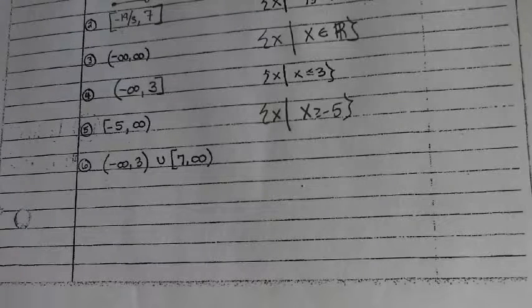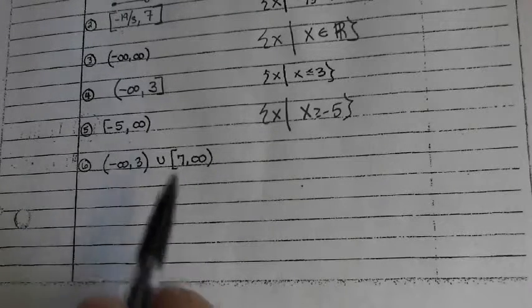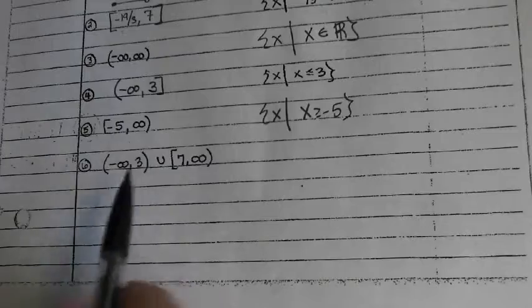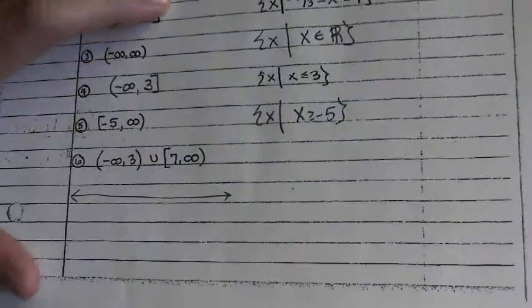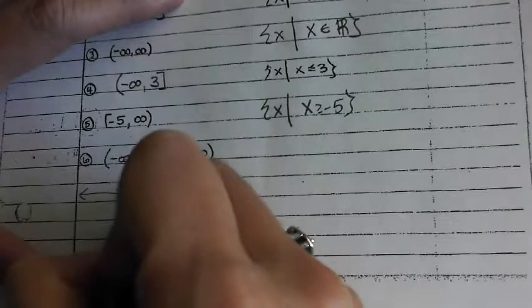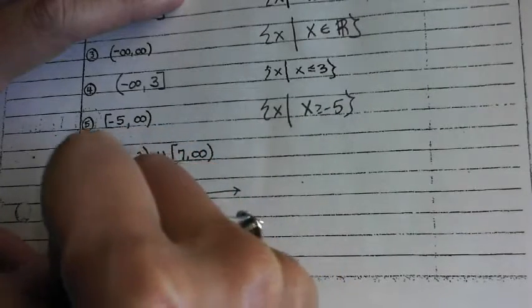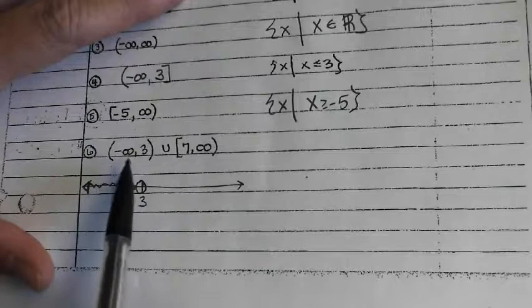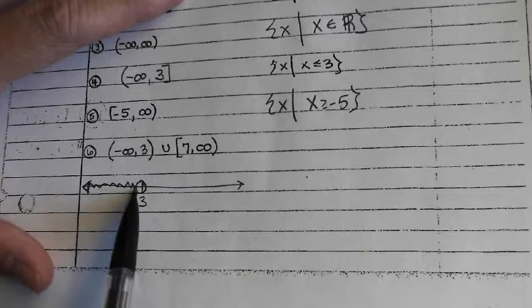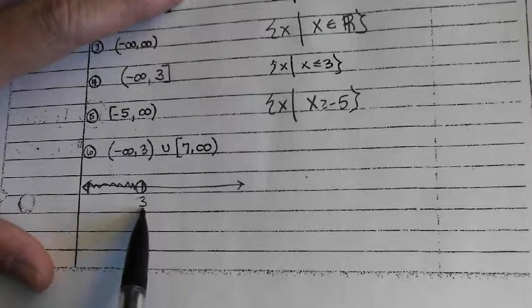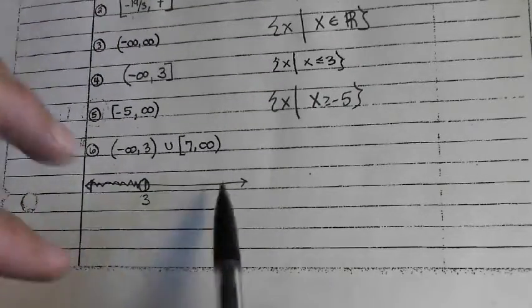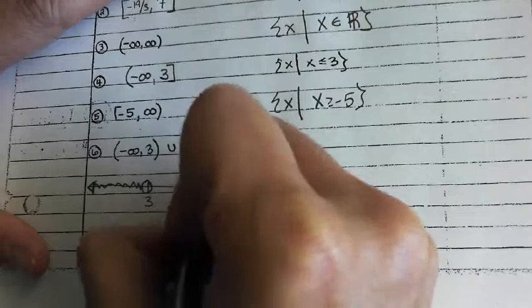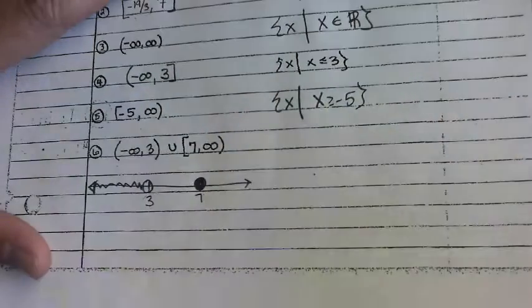And number 6 uses that union symbol. So if your solutions were presented in this way, and I'll throw a number line on here for you, it would mean that your solutions are anything up to 3, so negative infinity up to 3, not including 3. And that union with, so those are solutions as well as anything from 7, we're including 7 by the way, to infinity.